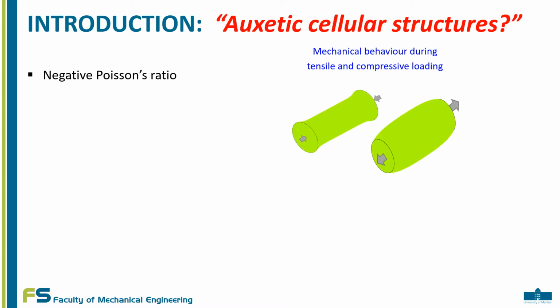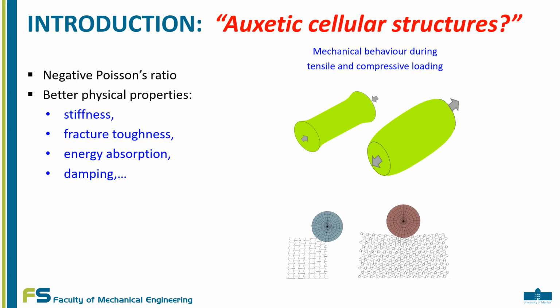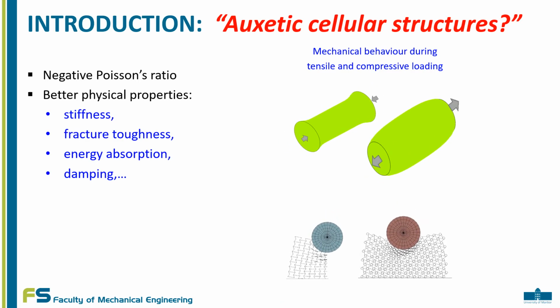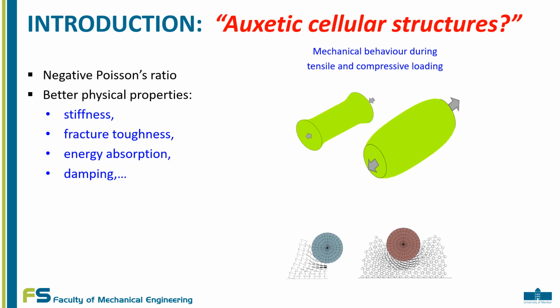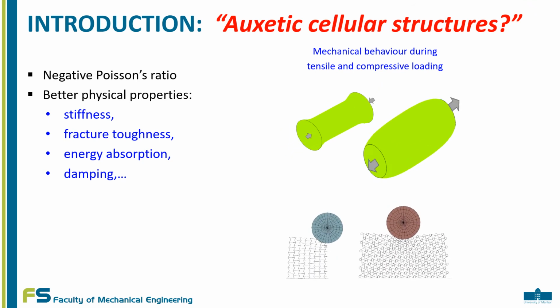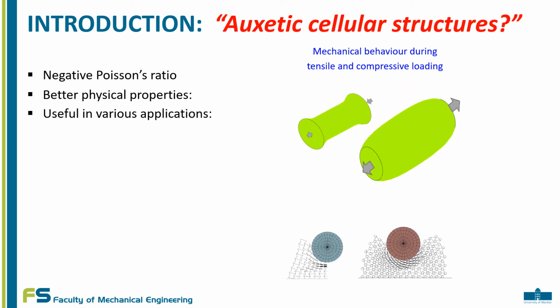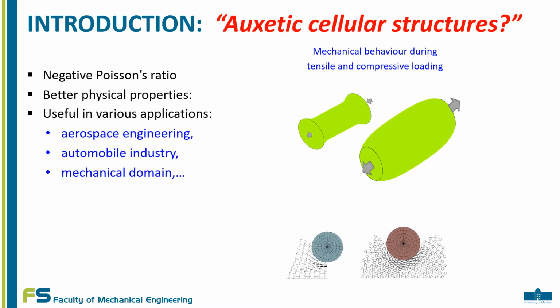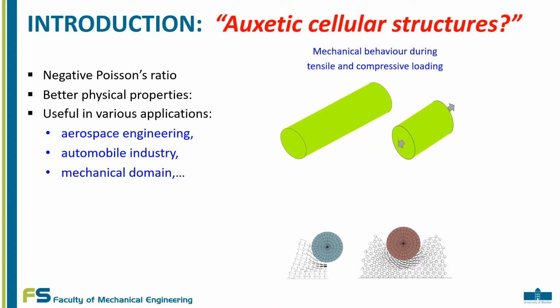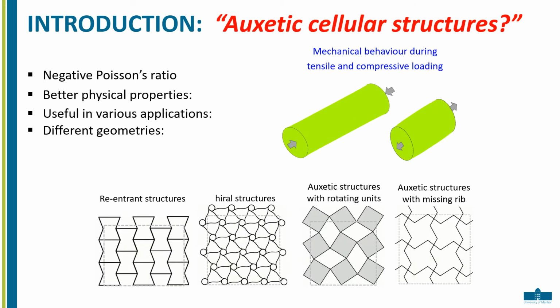The auxetic structures have better physical properties compared with conventional cellular materials, like stiffness, fracture toughness, energy absorption, damping, and so on. The auxetic structures are useful in various applications: aerospace engineering, automobile industry, and mechanical domain. At the bottom of this slide, you can see different geometric types of auxetic structures.